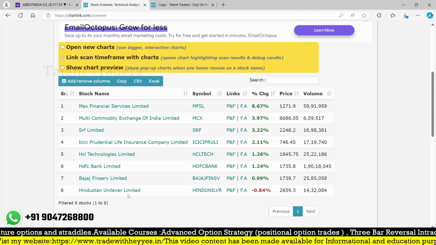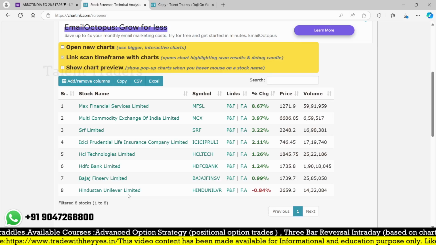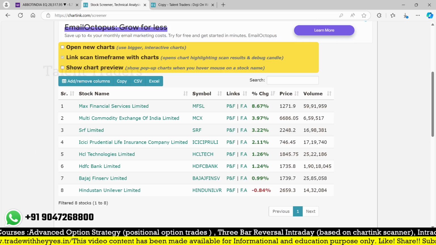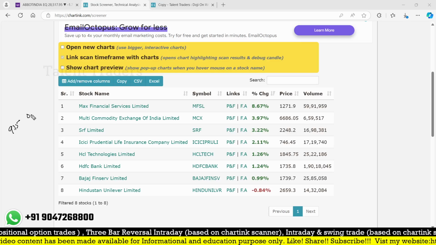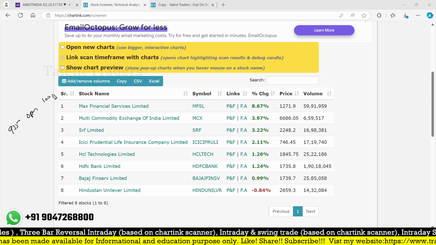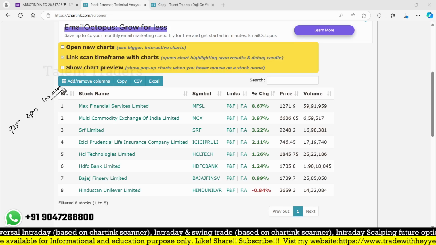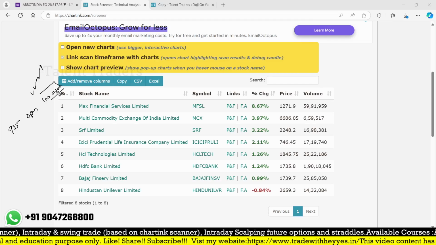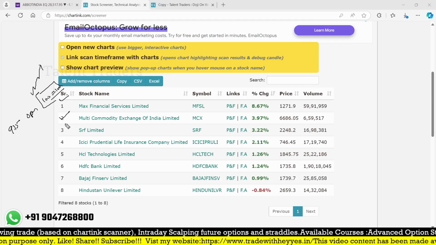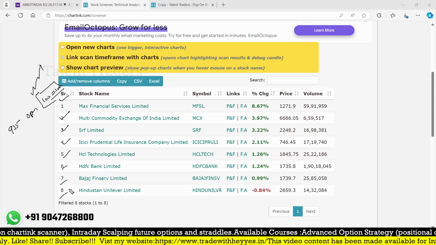Just remember the stocks. Open low means that on the same day, when it starts at 9:15, the stock opens at a price of maybe 100 and the low is also equal to 100. That is the concept. But till the end of the day, the low is not broken. That is why it is showing you almost 8 stocks here.